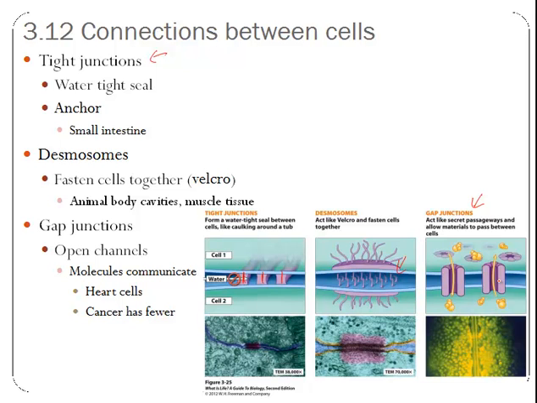An interesting thing, and we'll talk more about cancer in chapter 6, but when cells become cancerous, they reduce their number of gap junctions. Basically, they stop talking to the cells around them, which is kind of scary.